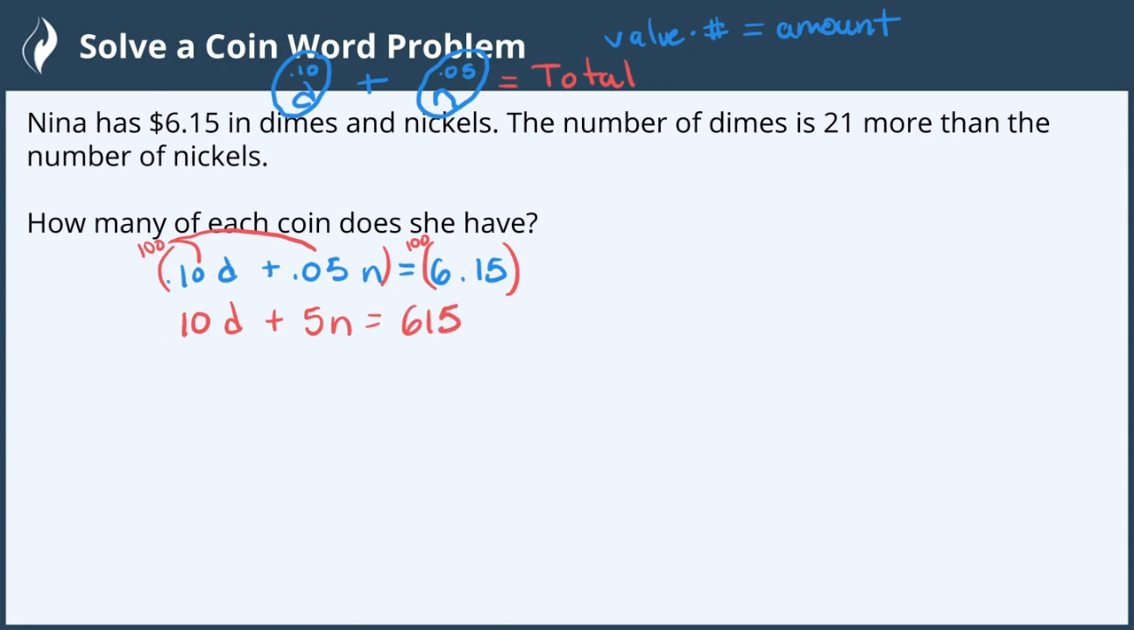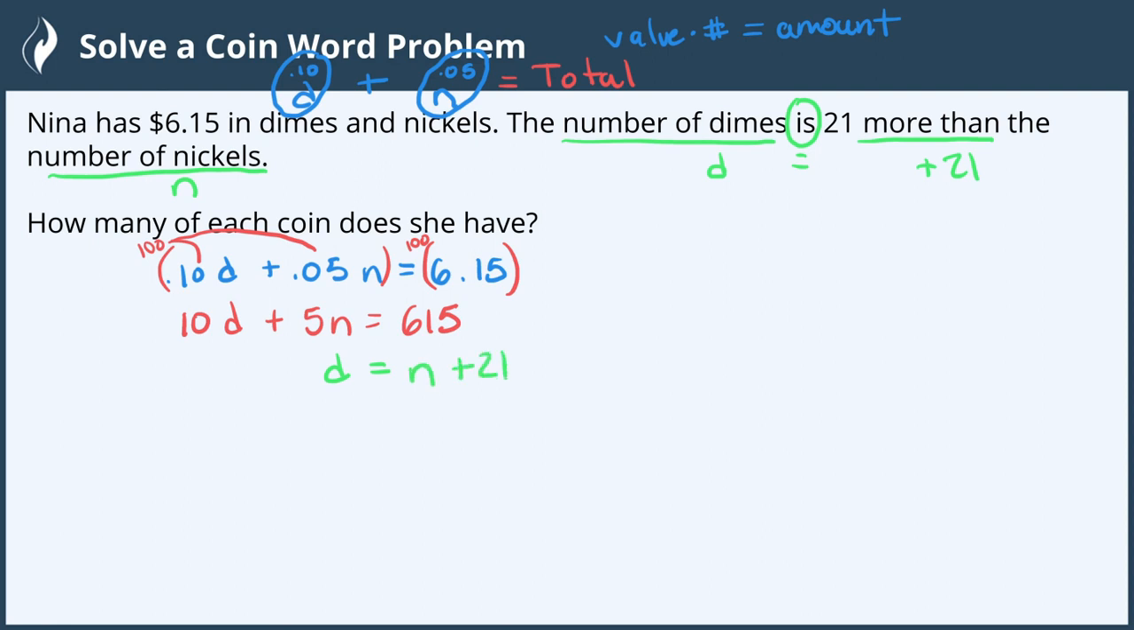Now that we have our first equation, let's read our second sentence for our second equation. The number of dimes, which we chose the variable d to represent, translating the word "is" to equals. "21 more than" reverses the order, so it's add 21. The number of nickels, which we chose n to represent, is our second equation. So we have d equals n plus 21.